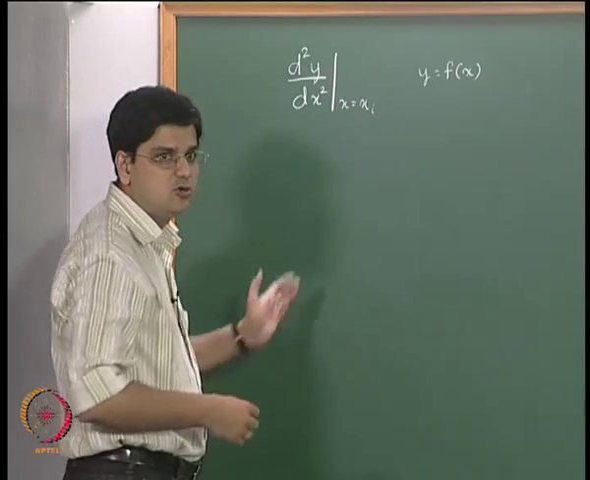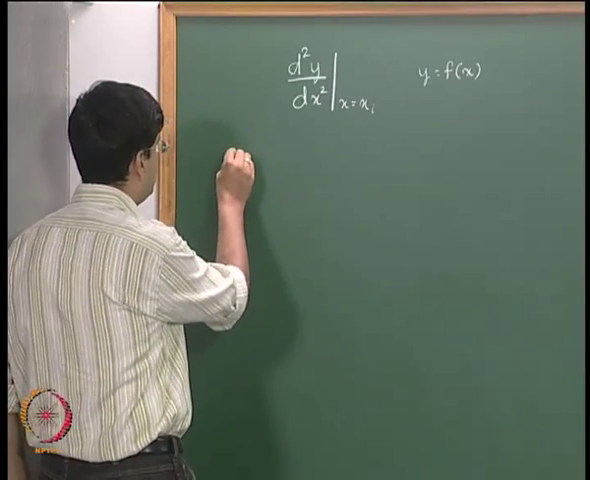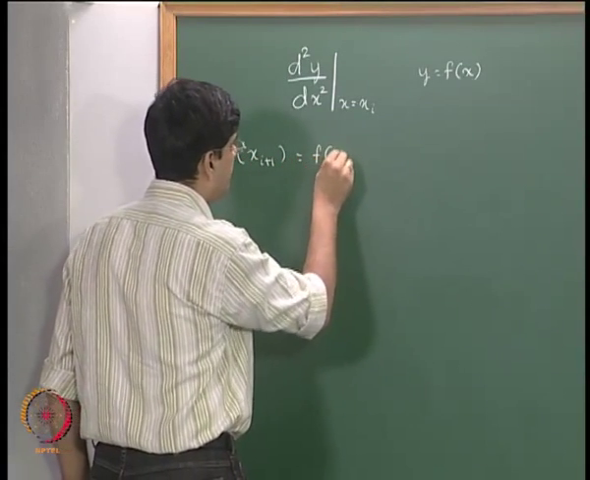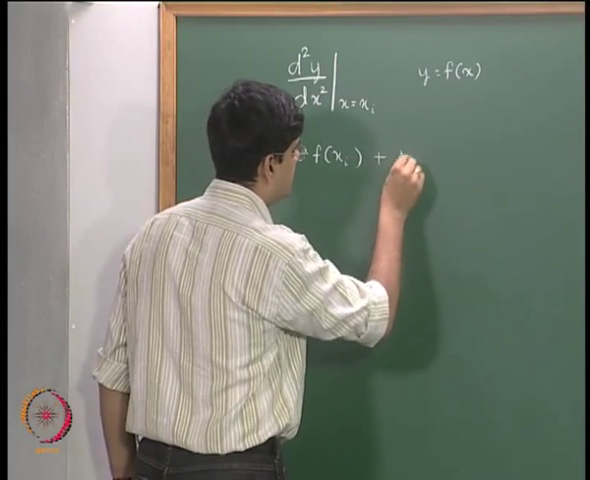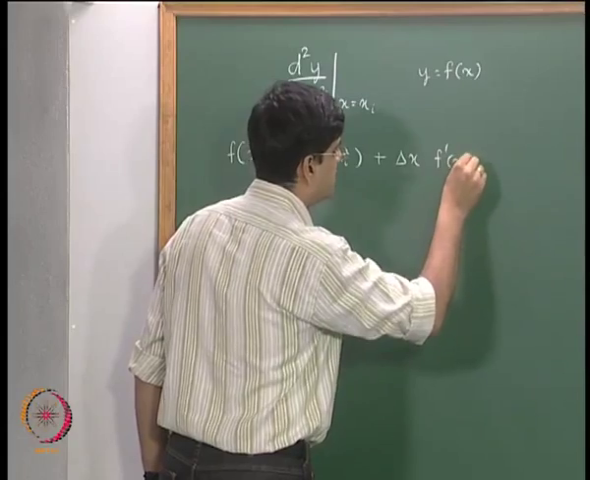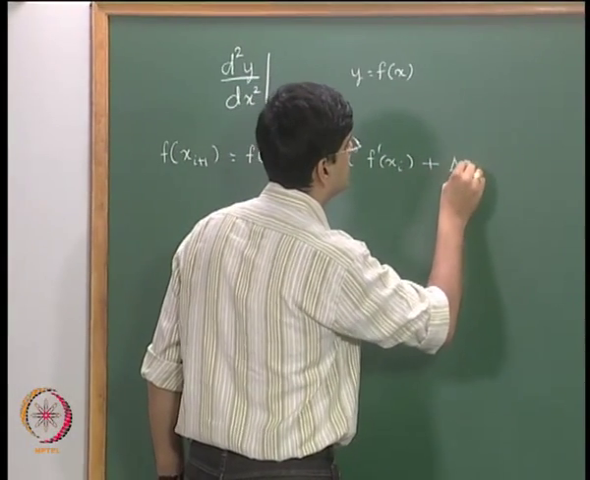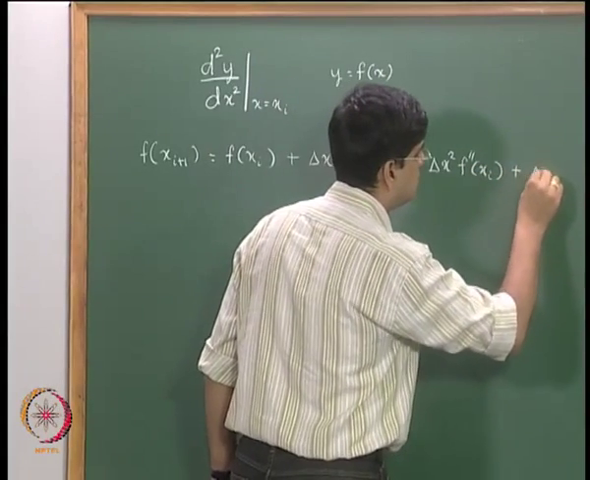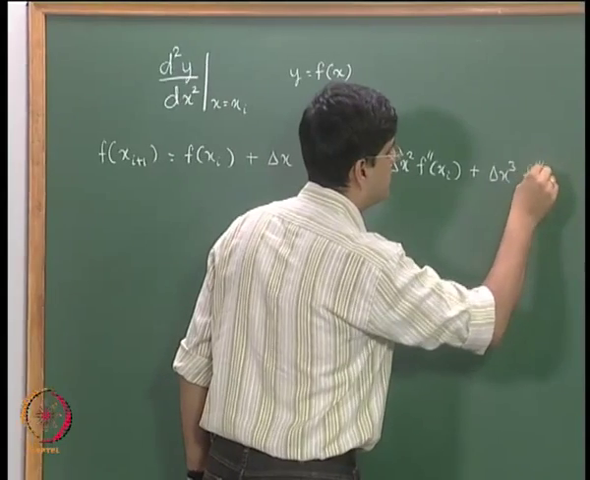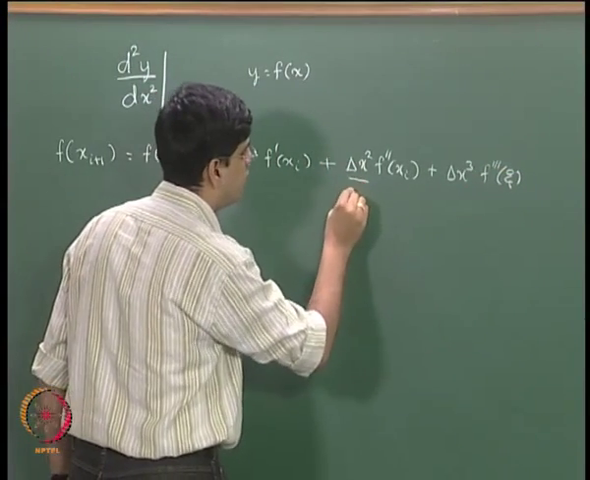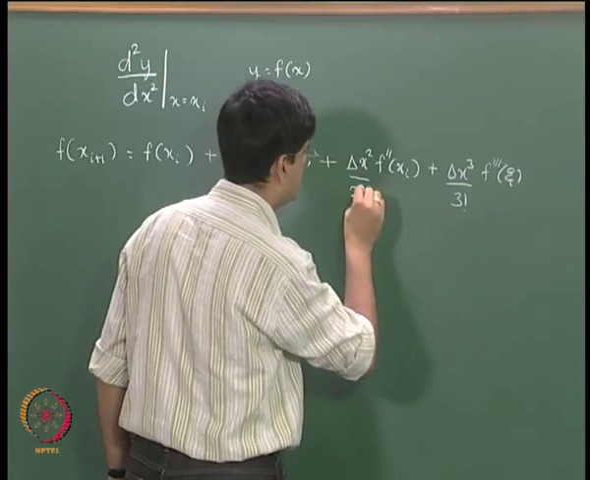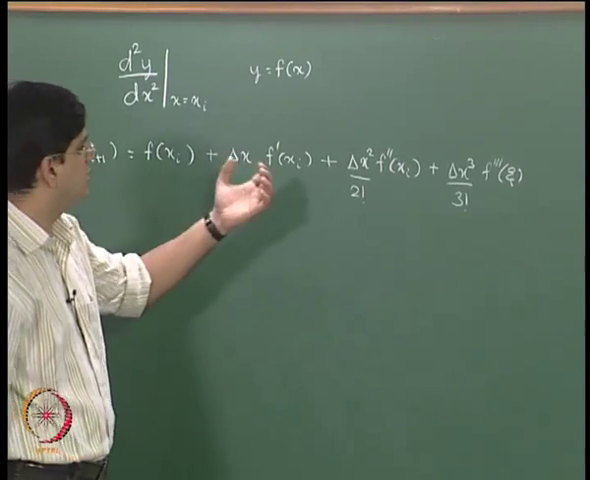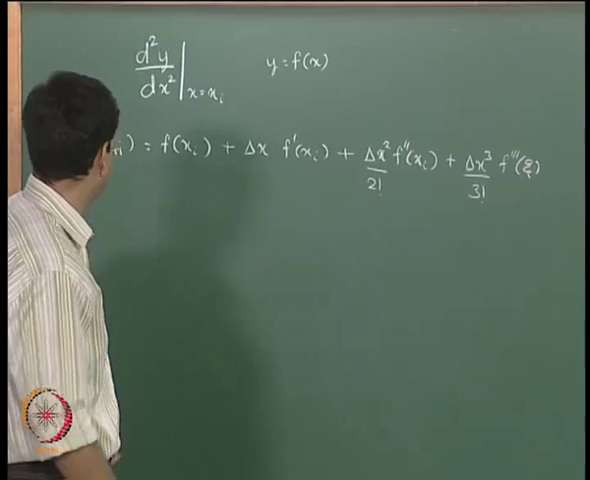As we had done before, I will write down the same expressions all over again. f of xi plus 1 is f of xi plus delta x times f dash of xi plus delta x squared by 2 factorial times f double dash of xi plus delta x cube by 3 factorial times f triple dash of zeta. I forgot to divide by 2 factorial and 3 factorial over here. So this is the overall expression that we get on expanding f of xi plus 1.